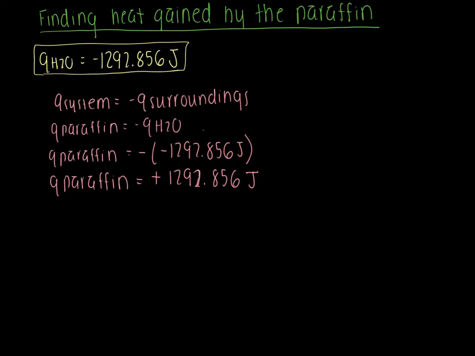Here I set up the equation Q system equals negative Q surroundings to show you how the heat lost by the H2O is the heat gained by the paraffin. We found that the heat lost by the H2O was a negative number, but when you plug it into the equation that has a negative in front of it, the negative times the negative is going to get you the positive.